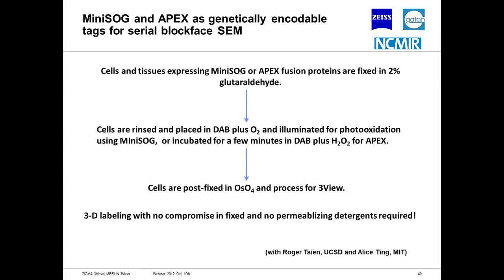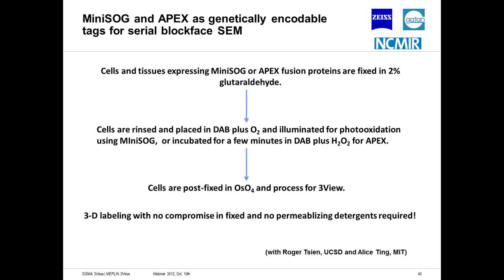Or in the case of cells that are expressing APEX fusion proteins, you simply incubate the sample in a solution of DAB and hydrogen peroxide for a few minutes. You then postfix with osmium tetroxide and take it through the rest of the 3View protocol. If you're preparing the sample for conventional TEM, it is exactly one additional step in an otherwise completely conventional EM protocol. No compromises in fixation, no need for permeabilizing detergents, and you get high-quality 3D EM labeling.